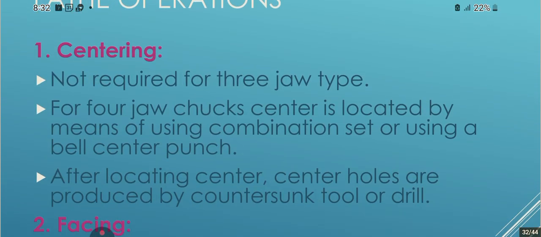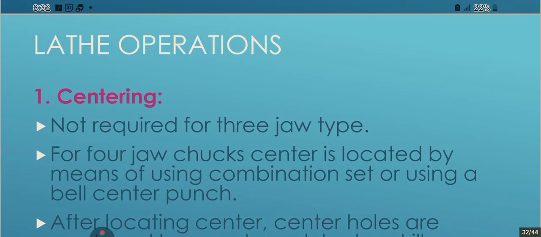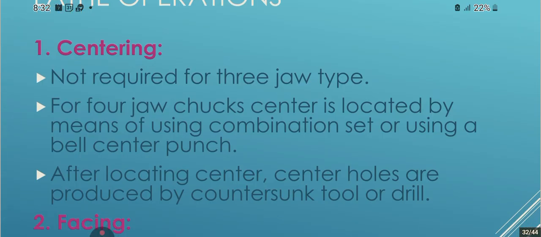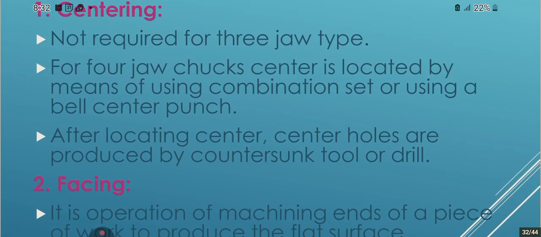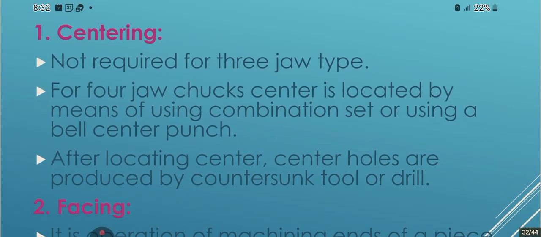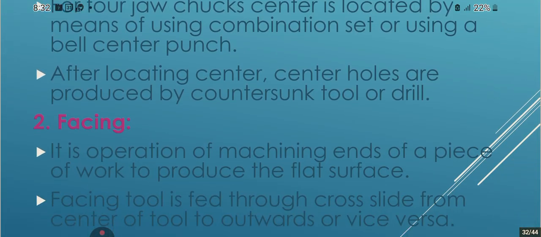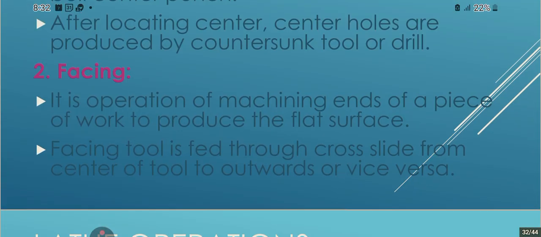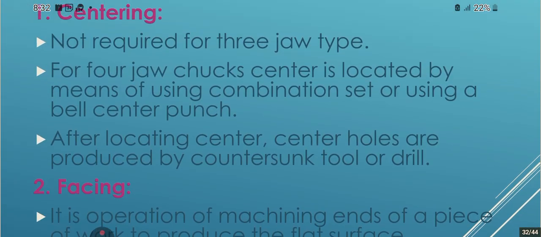Lathe operation: centering is not required for a jaw type chuck. Center is located by means of combination set using a punch. Center is not used for trees or lime. After locating the center, center holes are made by a countersunk tool or drill.